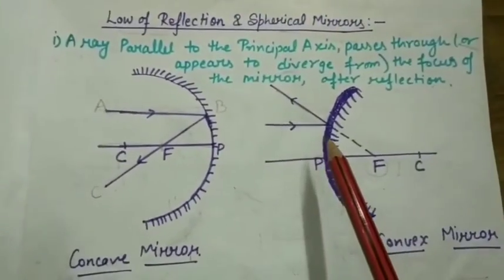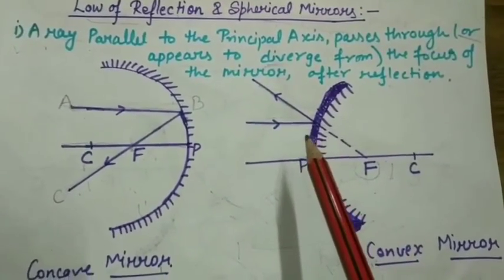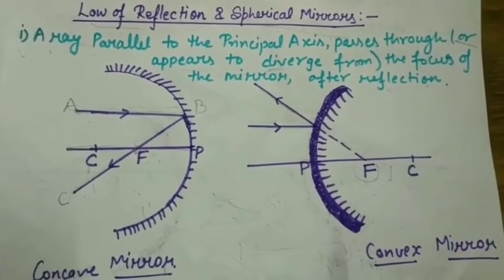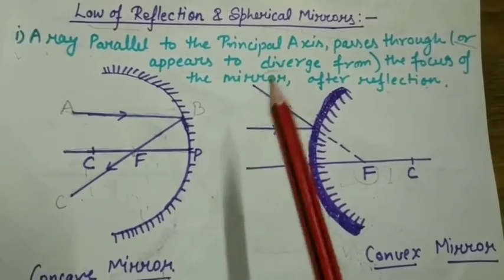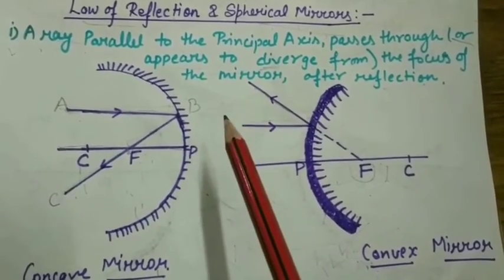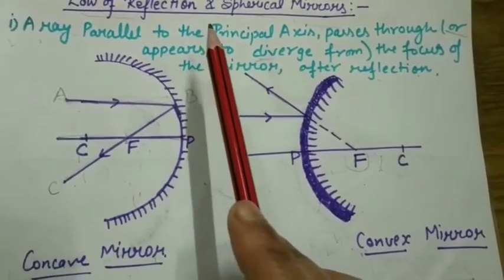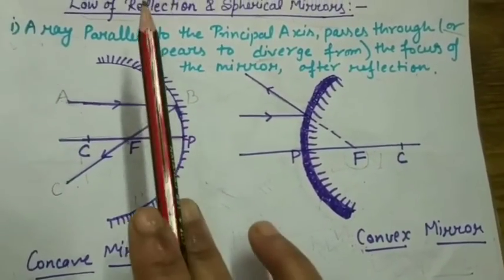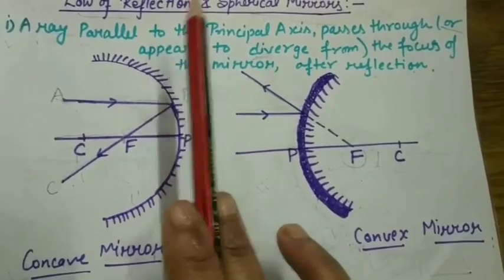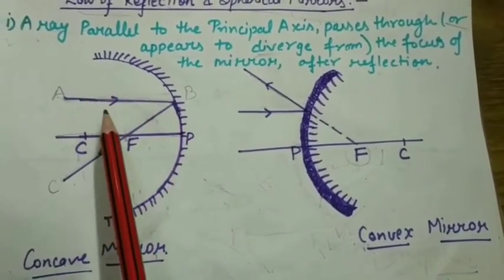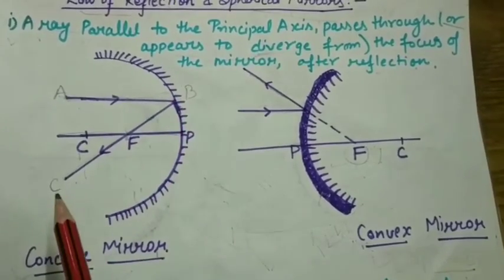Hello students. Today we will discuss the ray diagrams formed by a concave mirror. But just for a quick recap, I am going to revise the law of reflection once again. The law of reflection talks about the laws related to the incident ray and the reflected ray.